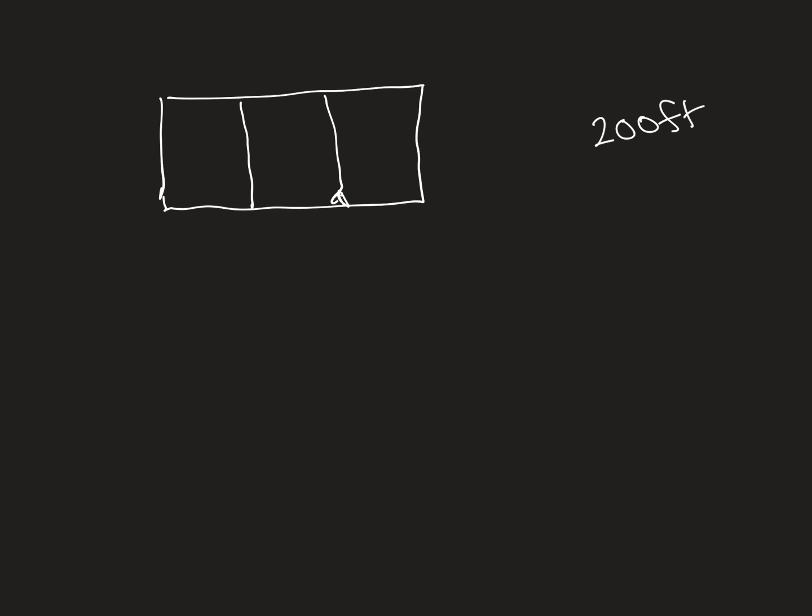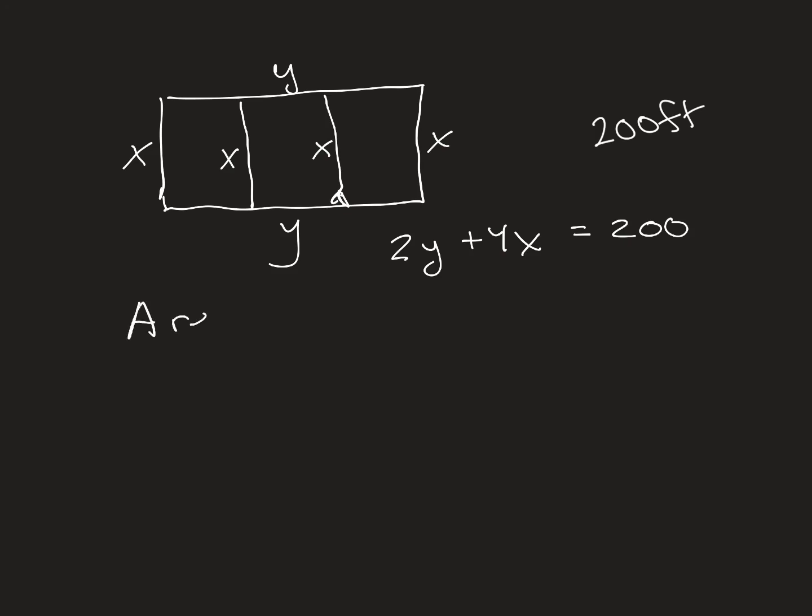So let's first create our constraint equation. So just assign some variables. It doesn't matter, honestly, which is x and which is y. In terms of my fencing, I can say 2y plus 4x, or really the perimeter here, is equal to 200. That's my constraint. But the equation I ultimately want to work with, if I want to maximize my area, is x times y, my total area, by the way.